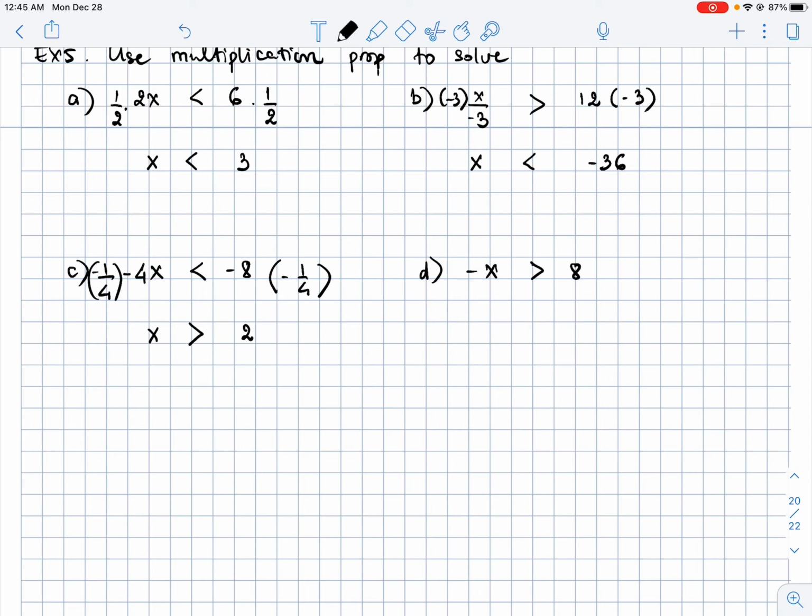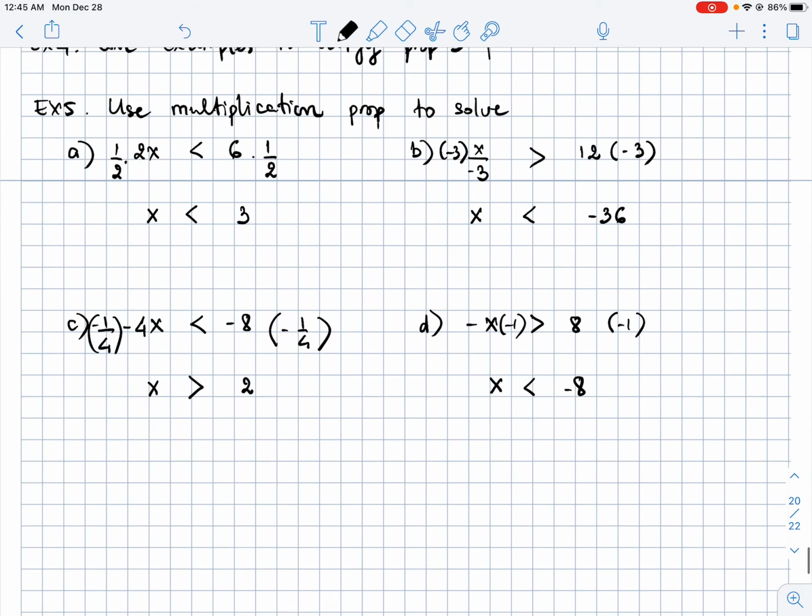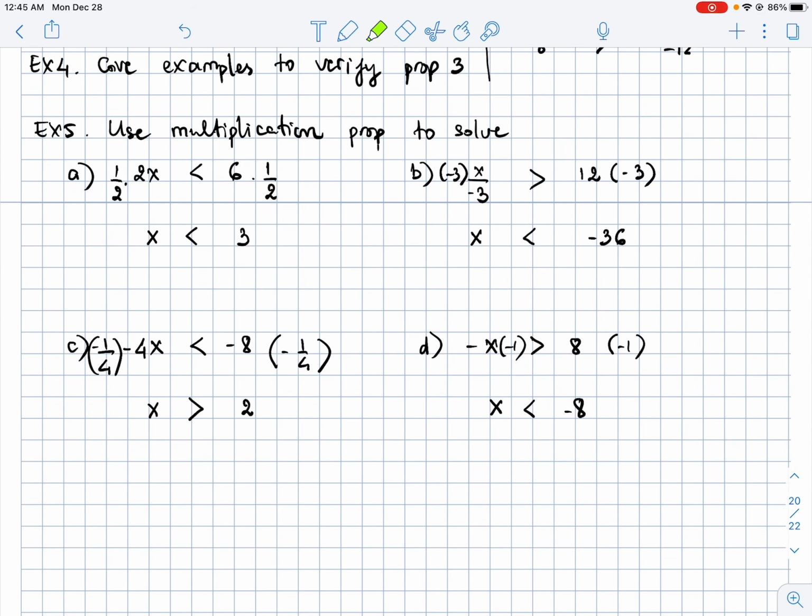In part D, we will multiply by -1 to get x by itself. In this case, you can divide by -1, which is the same thing. And on the other side, we get -8. Since we multiply by a -1, we will switch the inequality.